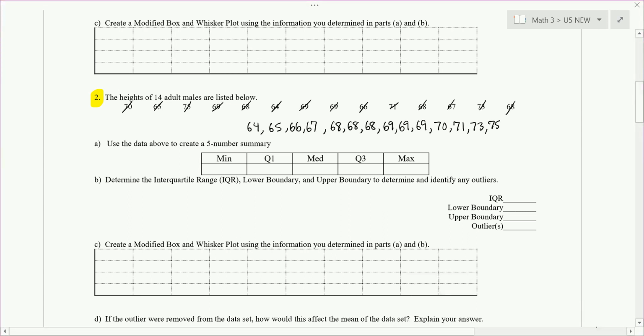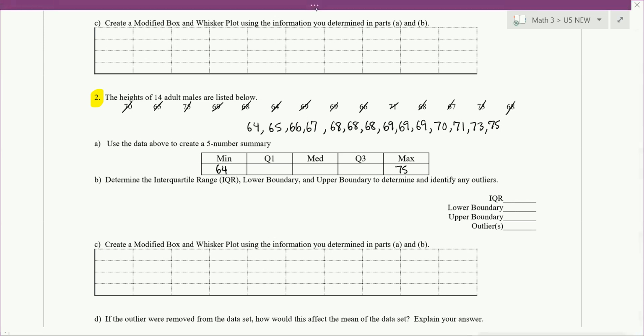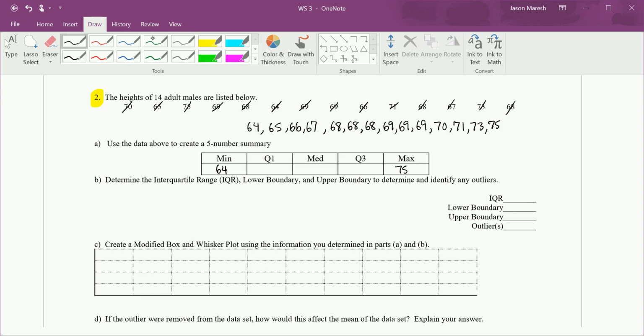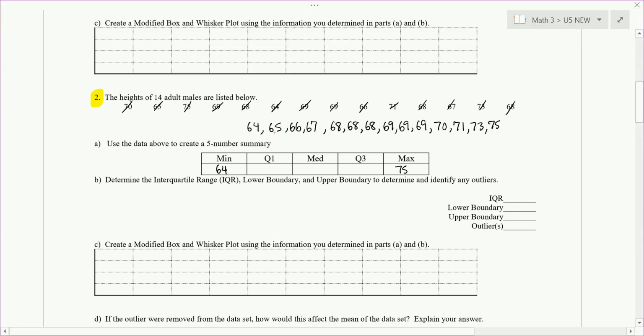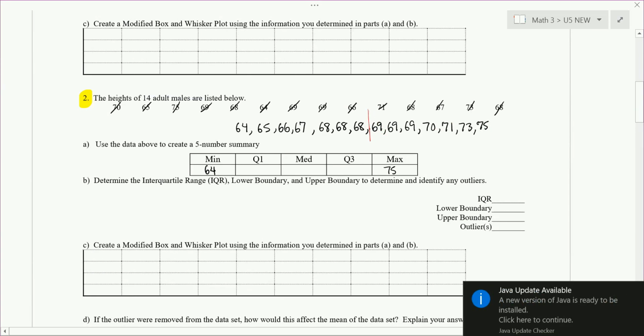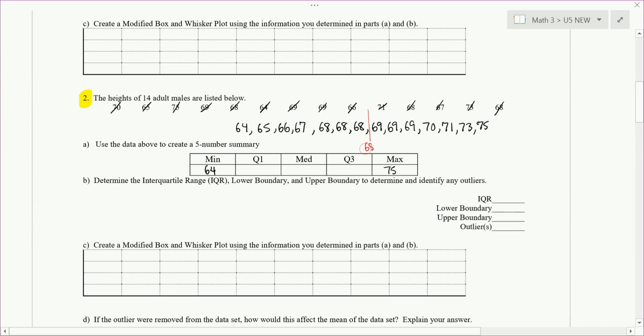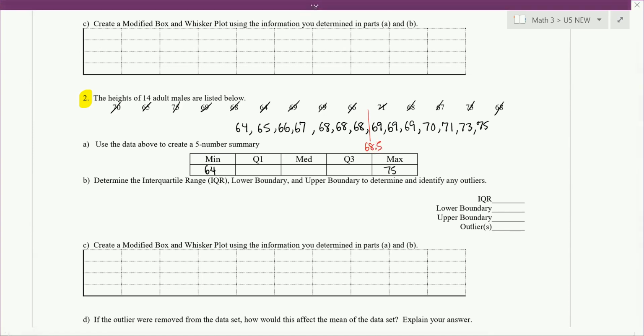Once you have them in order, you can see your lowest, which is your min, so that's 64. You can see your highest, which is 75. You can find the middle number, which is your median. Here we have 14 numbers, and 14 is even, so we split that between 7 and 7. If I count 1, 2, 3, 4, 5, 6, 7 from the left, and cut that in half, I get 1, 2, 3, 4, 5, 6, 7 on the right. So the middle is between 68 and 69, which would be 68.5. So that's our median.